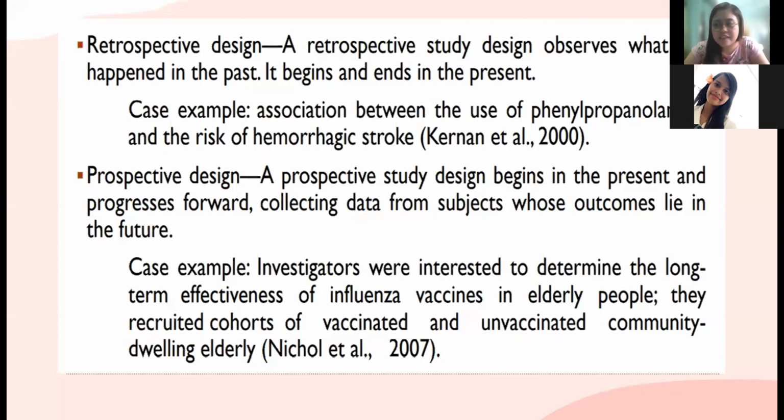When you read that the design of a study is retrospective, it means the study begins at the present, but we will look into the past. Meaning, we are conducting the study now, but our data will be coming from the past. For example, association between the use of phenylpropanolamine and the risk of hemorrhagic stroke. The condition here is hemorrhagic stroke. We look at the present, these are the people who had a hemorrhagic stroke, but we will look at the past to see if they used phenylpropanolamine, which is why they now had a hemorrhagic stroke. So it is retrospective if you go back to the past.